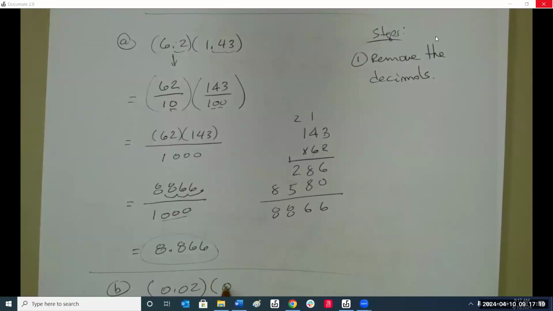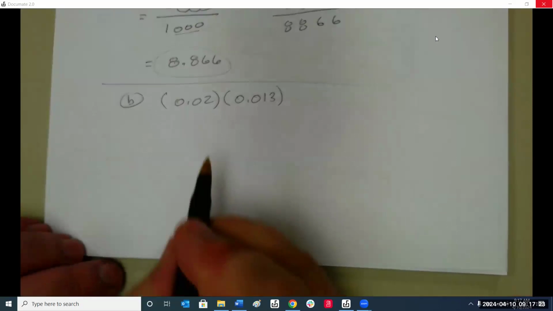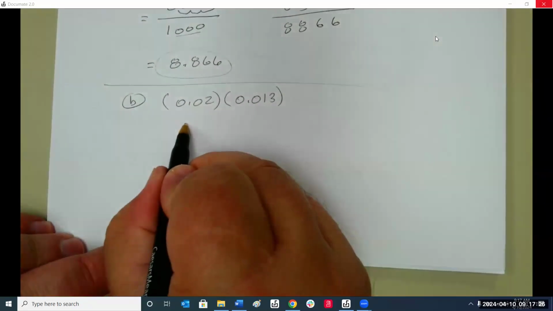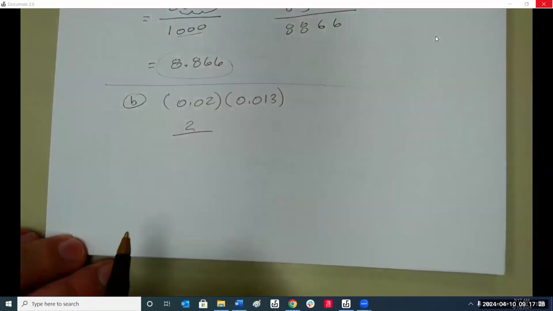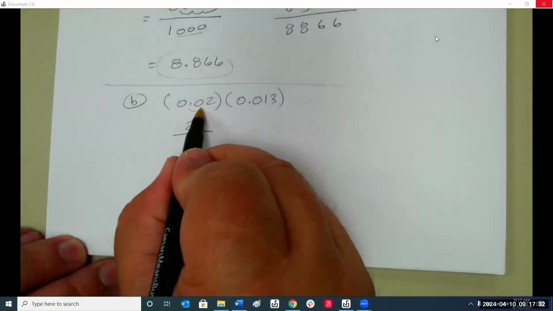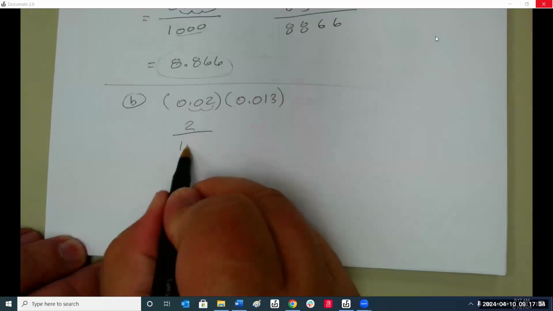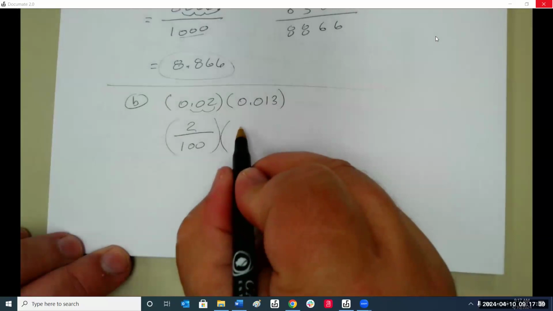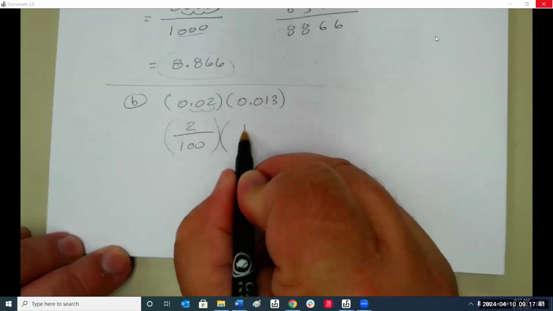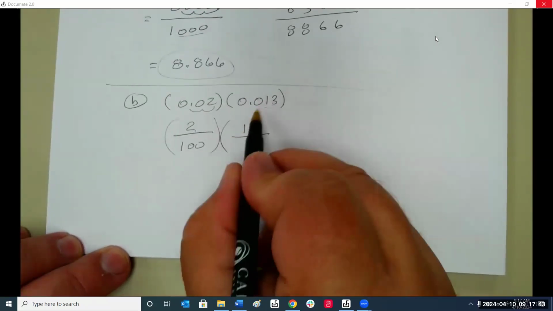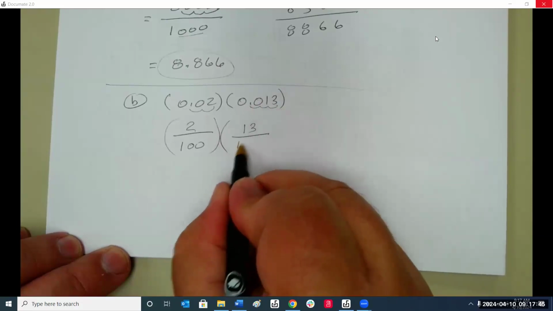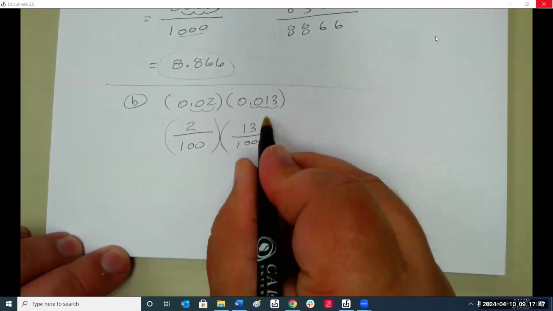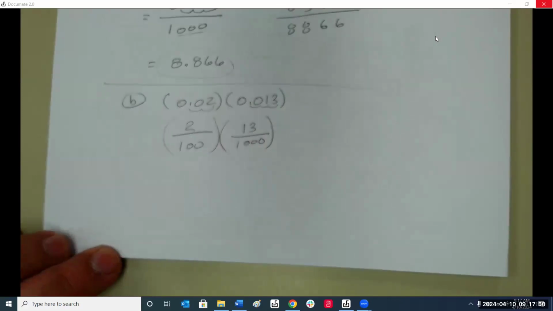0.02, 0.013. Do the same process. So this first one is 2 divided by what? How many spaces do we have to move it? So it's 2 zeros on the bottom. The top is 13. 1, 2, 3. 3 zeros on the bottom.